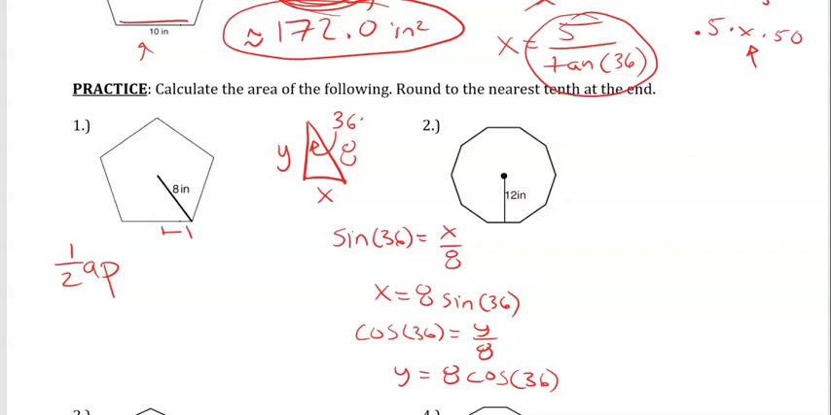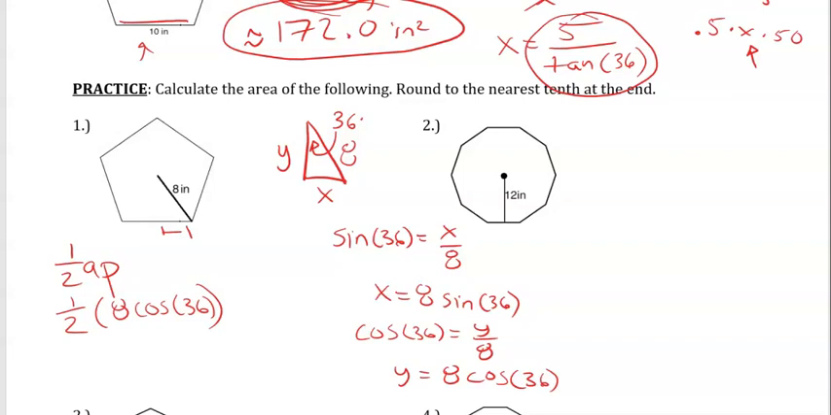So on this one, now we have to put everything into our formula. We have 1/2 is just 1/2. Which one was it, the y or the x, that's my apothem? The y. So I'm now going to put 8 cosine of 36. That is just a number. I just don't want to make it into a number yet because I want it to be exact.